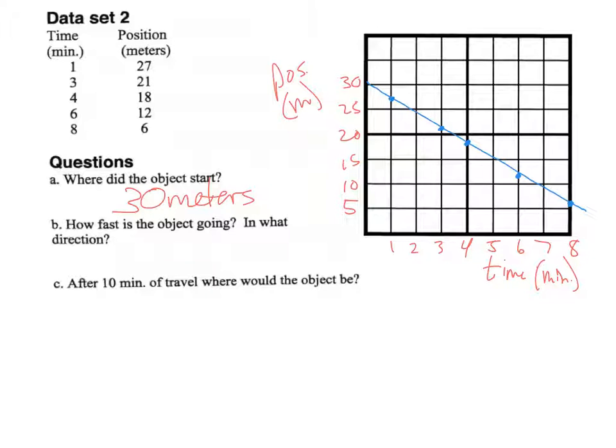How fast is the object going, and in what direction? This sounds like a slope question again. So I want to know, how fast is it? Well, I need to find some places I can actually use to find slope. I don't see it. It doesn't hit the grid intersection on any of these. But it does hit my data point over here, which I know is 6, and it hits up here at 30. So let's see how this works. I hope you're going to follow along with me here.